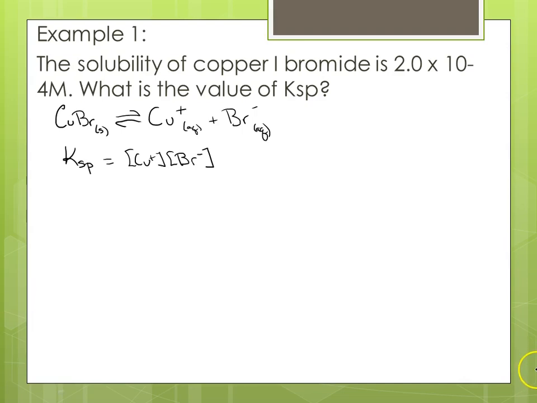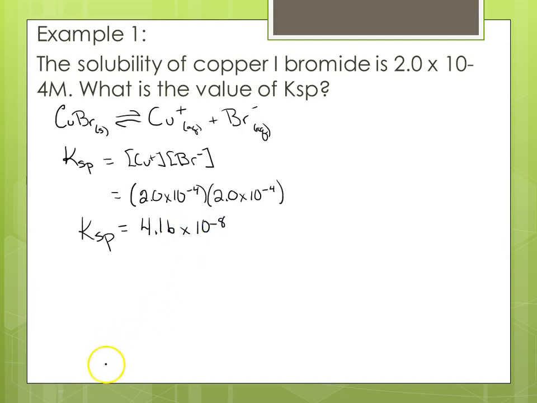We know that the solubility of copper 1 bromide is 2.0 times 10 to the negative 4th. And if you notice, it's a 1-to-1 ratio between the copper and the bromine. So since I know my concentration of copper, I therefore also know my concentration of bromine ions. So just do the math here, and we come up with my value for KSP equaling 4.16 times 10 to the negative 8th. Okay, so that's a pretty simple KSP problem.